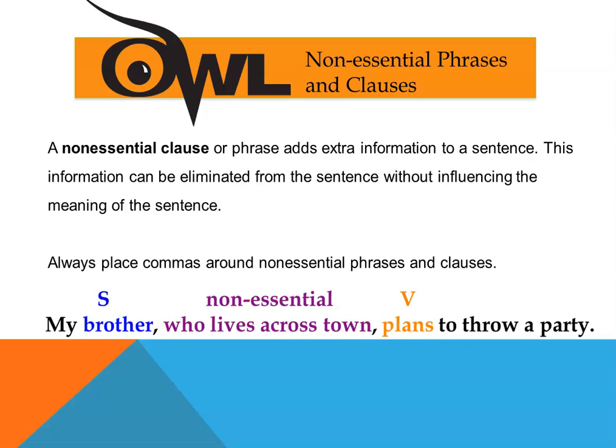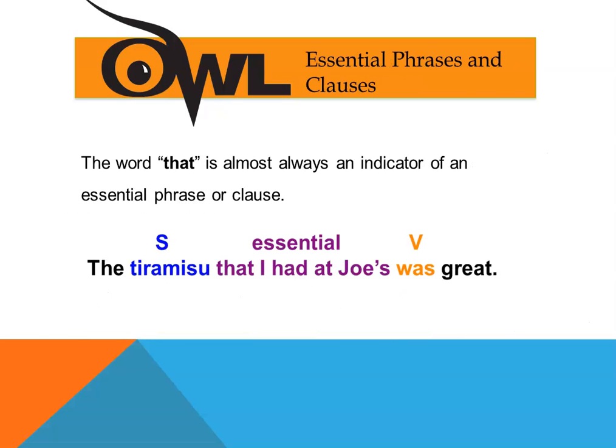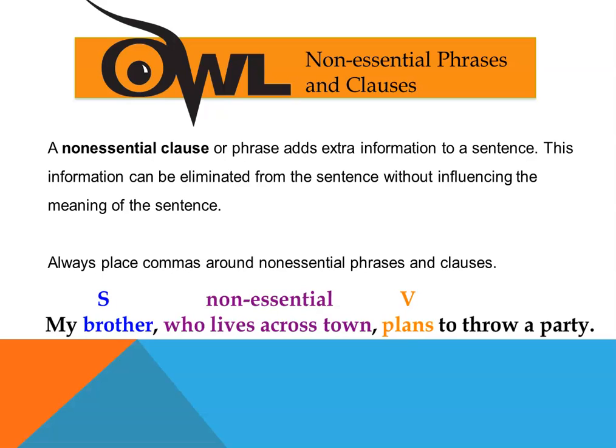Now, a non-essential clause or phrase adds extra information, but that extra information can be eliminated without changing the sentence's meaning. So in an essential clause, if you eliminate the information that's essential, the meaning of the sentence is changed. With a non-essential phrase or clause, you can erase the non-essential information and it still means the same thing, okay? So let's say in this example that you only have one brother, okay?